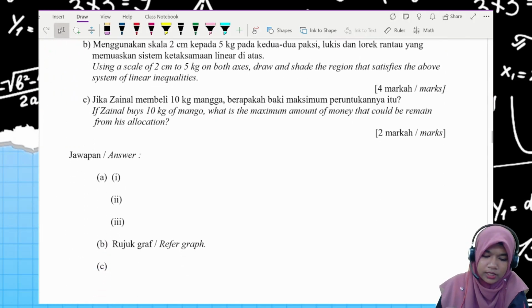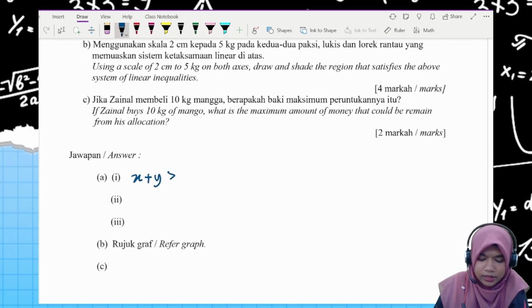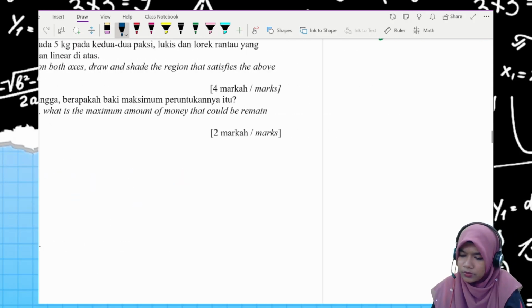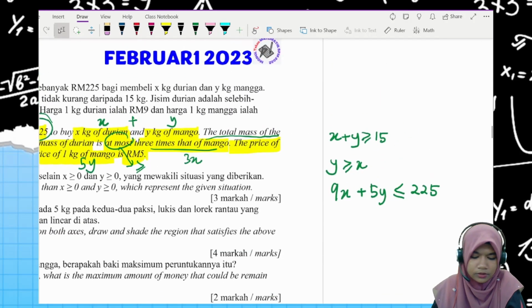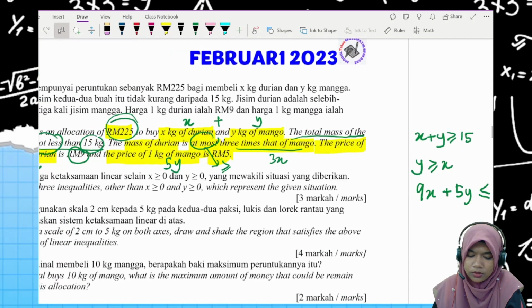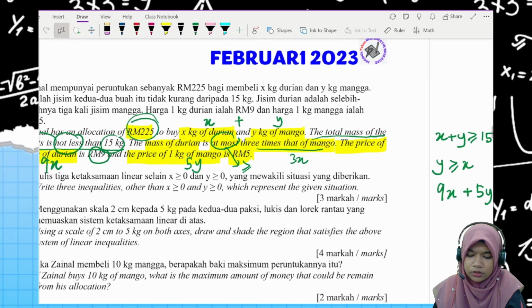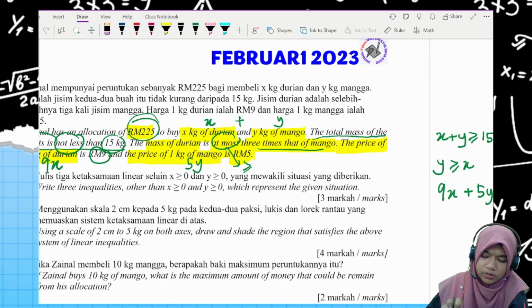Then you write in the answer space. The first one is x plus y greater than or equals to 15. The second one is 3y. Oh, just now it was at most three times of mango. This one is wrong.